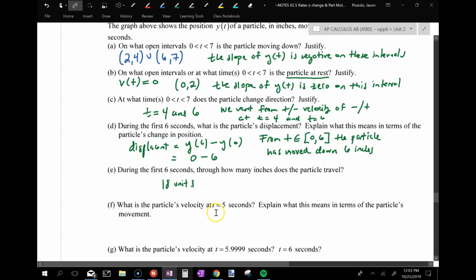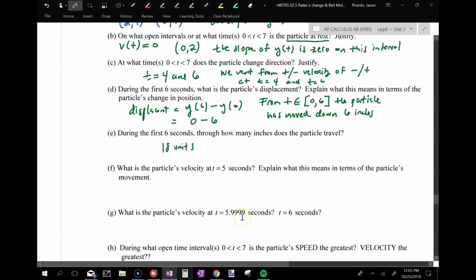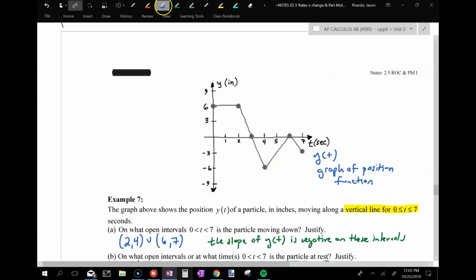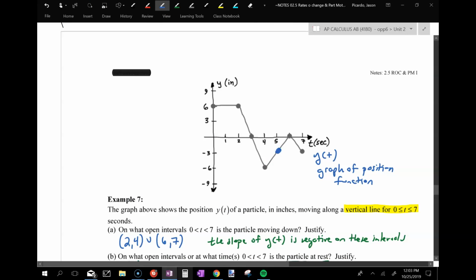What is the velocity at 5? Uh-oh. How am I going to take a derivative if I don't have something to take a derivative of? I don't have a function. Well, I know to get a velocity at a specific time, I need a derivative. Well, guys, isn't derivative just a really fancy way of saying a slope at a point? Okay, so check it out. Where am I at 5? At 5, I'm right here, right?